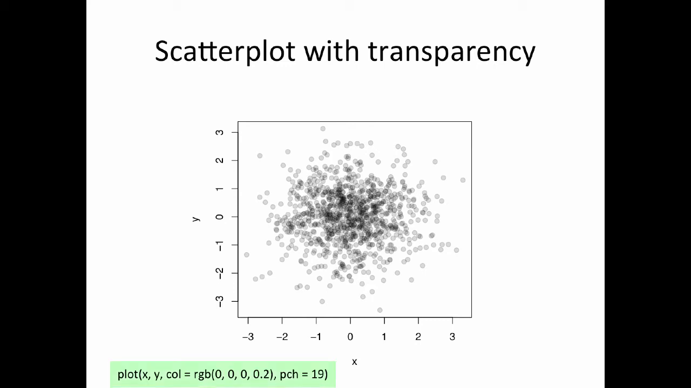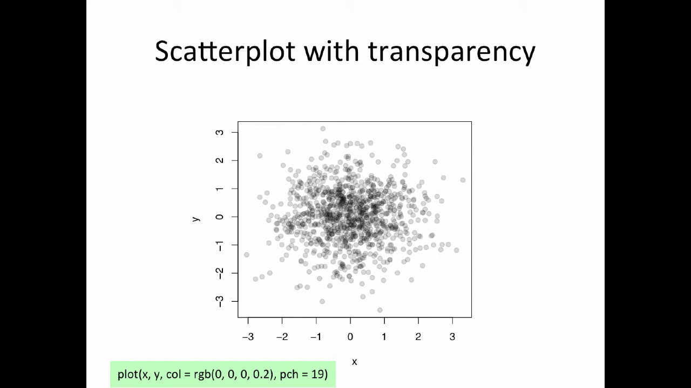So here I've got the code that I used to create this plot. You can see that I've specified an alpha parameter of 0.2, and the red, green, and blue are all 0, so I get black. And 0.2 is pretty close to 0.